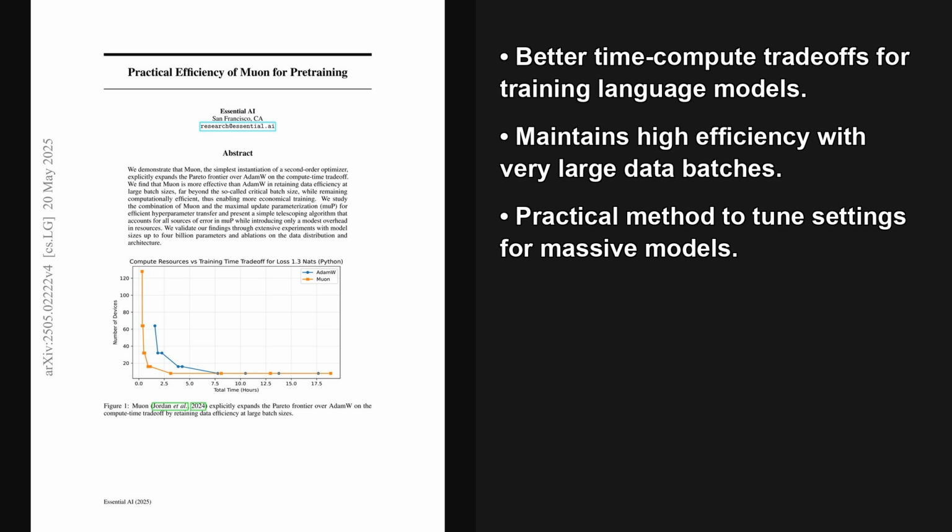Today, we're diving into a paper from Essential AI called Practical Efficiency of Muon for Pretraining. The authors propose a new training method, or optimizer, called Muon. Now, an optimizer is the engine that helps a model learn, and Muon is a special type called a second-order optimizer, which helps it learn more efficiently. The key takeaway is that Muon can train models faster and with less computing power than the current standard, AdamW, especially when using very large batches of data.